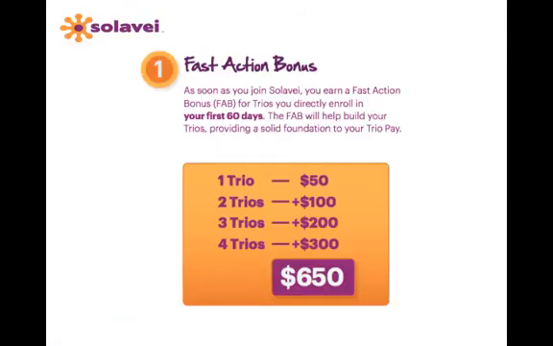Let's look at your fast action bonus. This is the $650 I was just talking about that I received right away. Everyone has 60 days to achieve this. Your fast action bonus 60-day countdown begins as soon as you join Solavei. And here's how it works simply.